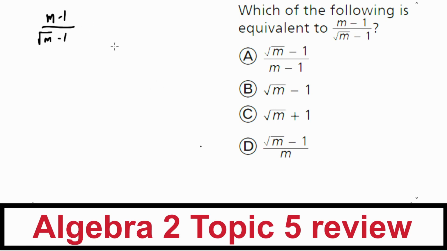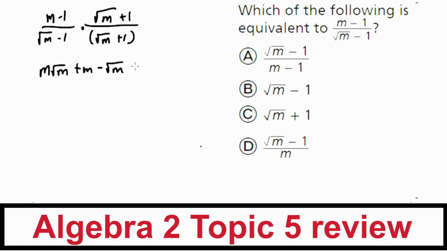So to rationalize this denominator, I'm going to multiply by its conjugate here. So that's going to be the square root of m plus 1. I'm going to do that on both sides, so this is the same as multiplying by 1, so I'm not actually changing anything. When I FOIL this out, I'll end up with m times the square root of m plus m minus the square root of m minus 1 over, this is going to be the square root of m times the square root of m, leaving me with m, plus the square root of m minus the square root of m minus 1.